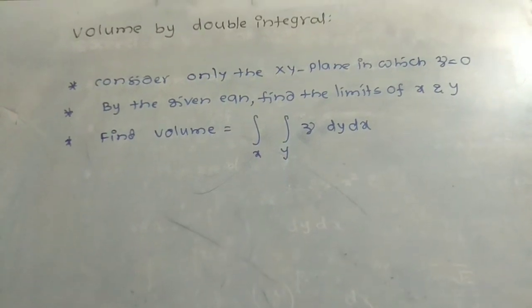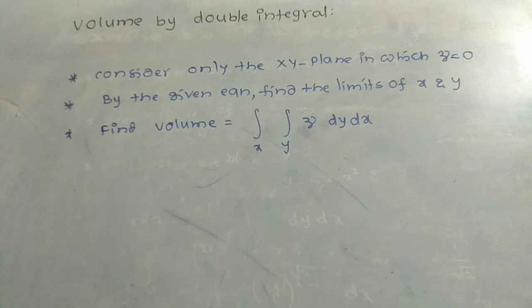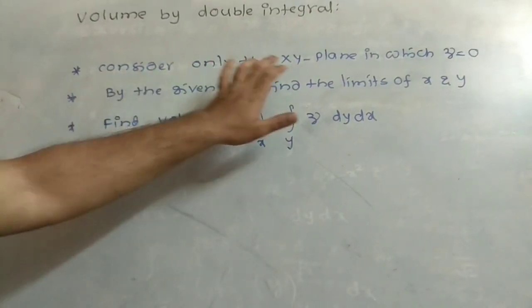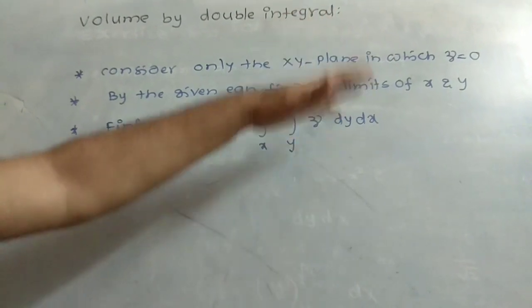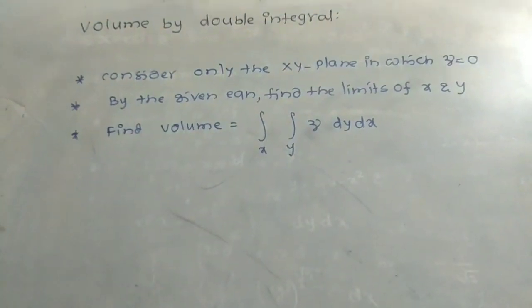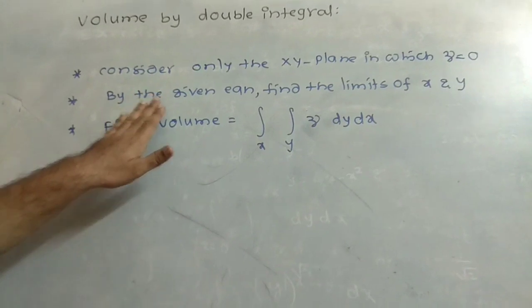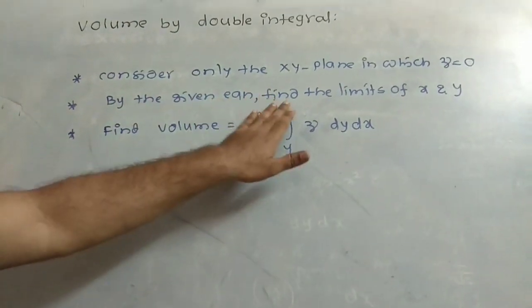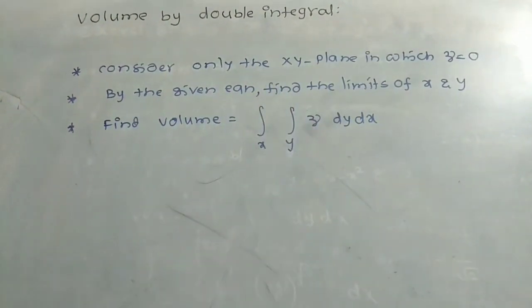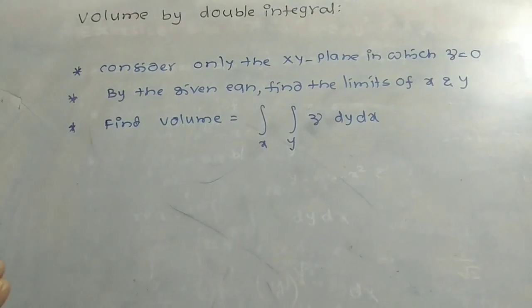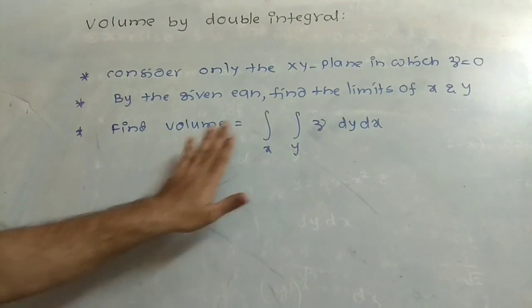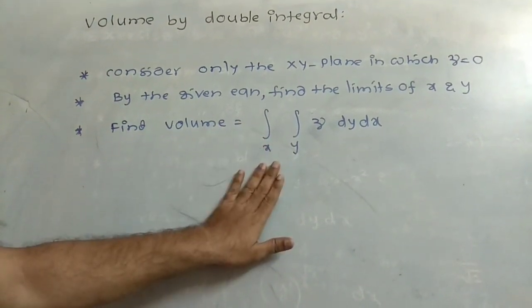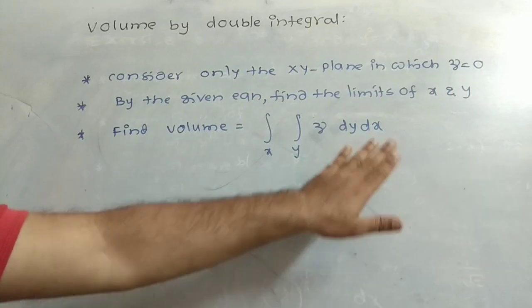I just give you a brief procedure and directly we enter into the problem. You are considering only the xy plane where z is always taken as 0 while calculating the limits. And by the given equations, you are just calculating the limits of x and y variables. Only you are focusing on x and y variables. And the volume can be calculated by using a formula, double integral z dy dx.